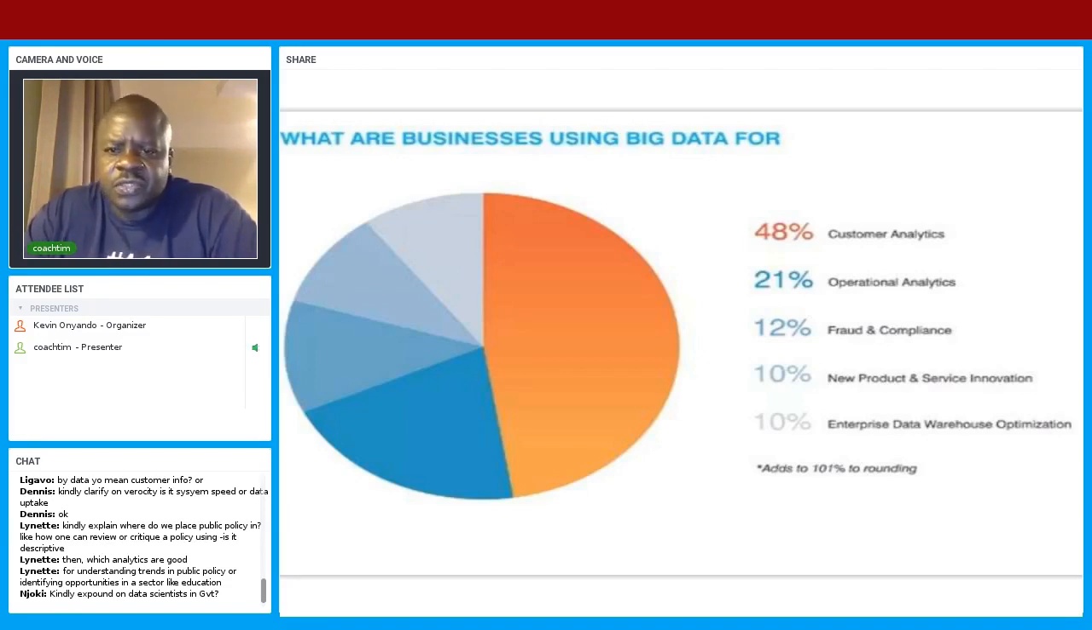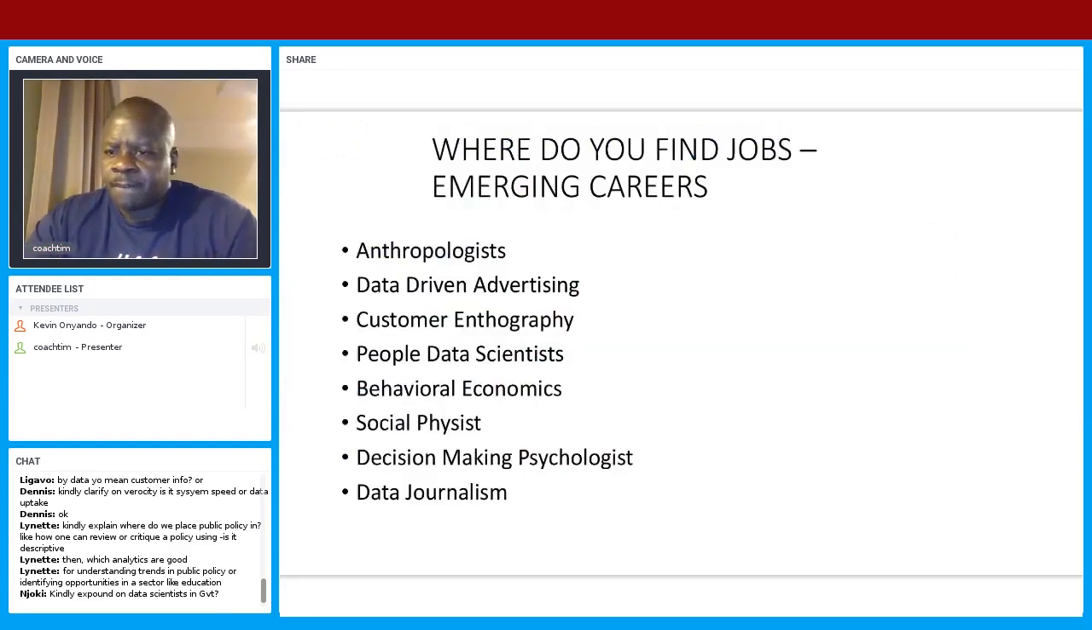Custom analytics. As you model your problems, the biggest side of data science is on the business application side: 48% on customer, 21% operations, 12% fraud and compliance, 10% new product and service, 10% enterprise data warehouse optimization. So there's more demand for data scientists who are able to solve customer problems, followed by finance analytics. Lastly, these are the jobs which are out there. You are seeing jobs changing, depending on the dimension or angle you're coming from, and I can use this to answer some of the questions.